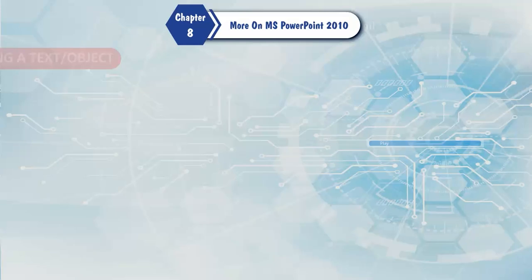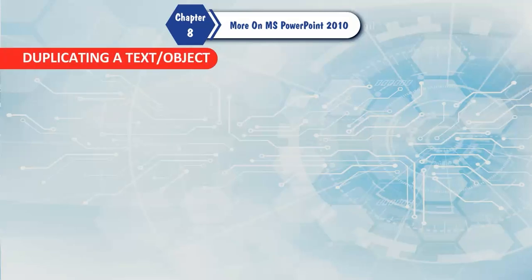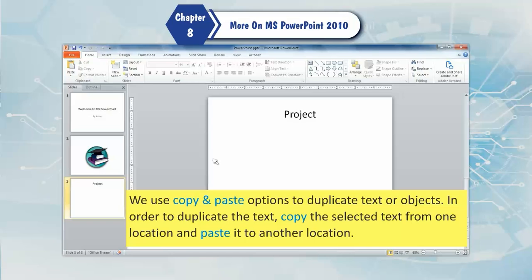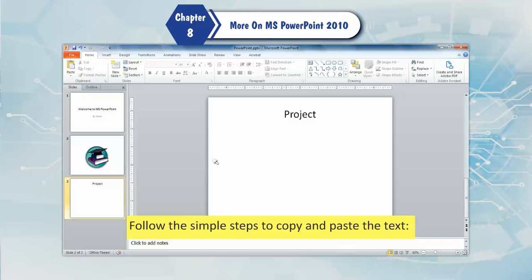Duplicating a text object. We use copy and paste options to duplicate text or objects. In order to duplicate the text, copy the selected text from one location and paste it to another location. Follow the simple steps to copy and paste the text.